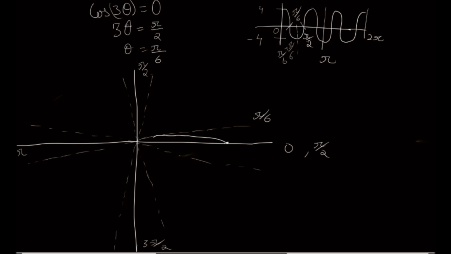At 0, the graph starts at 4. As it goes to pi over 6, it approaches 0. So that's how I drew the first line. So that's how I started sketching the graph.